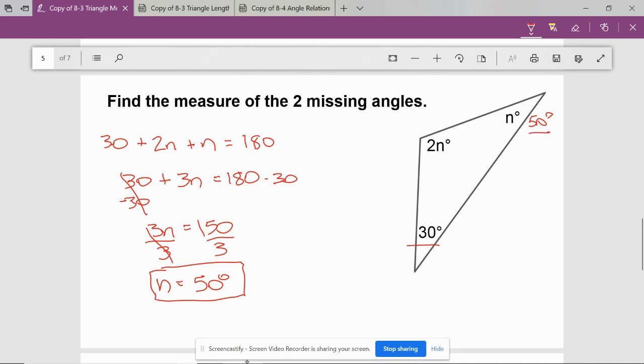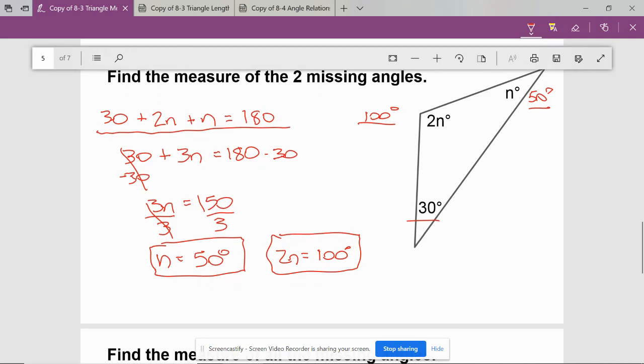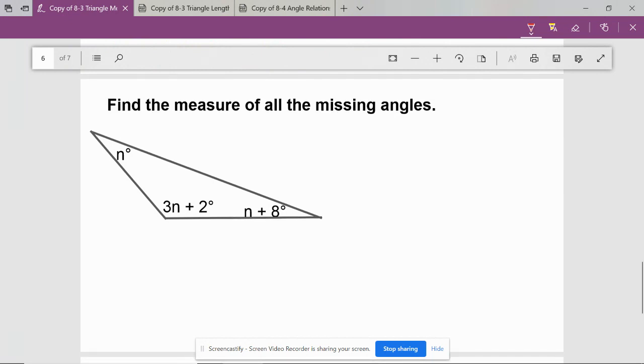This one's 30. What's the third one going to be? So 2n would be 2 times 50, which is 100 degrees, right? So 2n is going to be 100 degrees. Okay, does that make sense? So these would be your two answers right here. Hopefully that makes sense to you. Again, write your problem out at the beginning and then just put your parts together. We know how to do that. We've been doing that for 4 months, 5 months now.